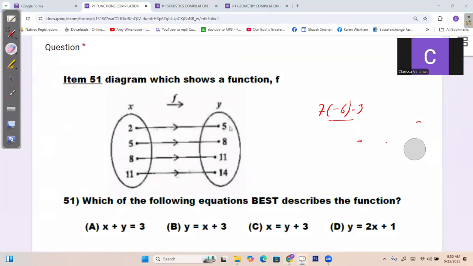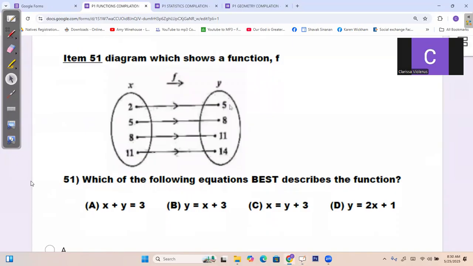Your diagram shows, so this is similar, but just different numbers, if anybody remembers. Which of the following best describes the function? So this will be your input and your output. You're trying to see which one of these functions will give you the right thing. Based on this, x plus y equals 3 doesn't look good, so that's automatically out. That's automatically not the answer. So the only two options are B and D.